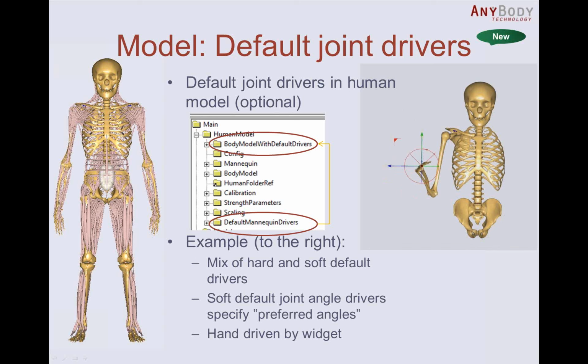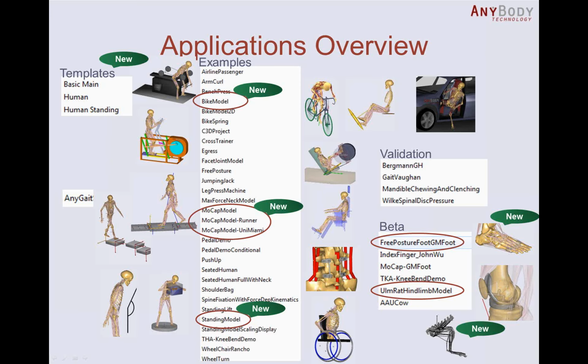Let's have a quick look at the application models. In the beta section we have two new models, an application of the new foot model and a model of the hind limb of a rat provided by Ulm University in Germany. In the example section, all models have been updated to follow the new implementation guidelines, and most models are also updated using the new human model interface, which was just described.